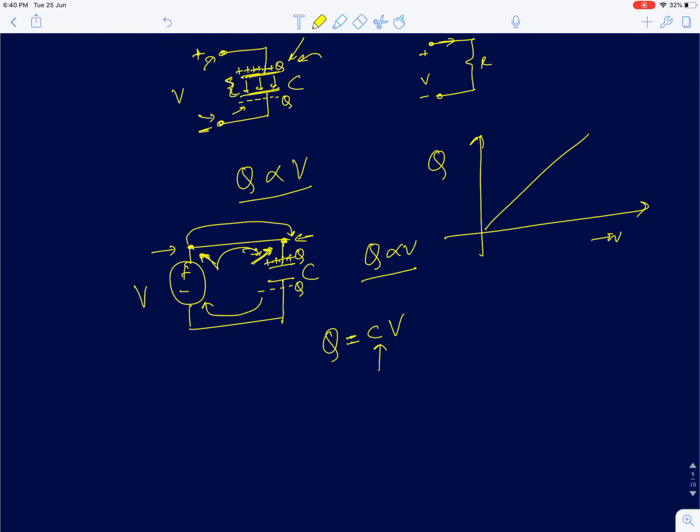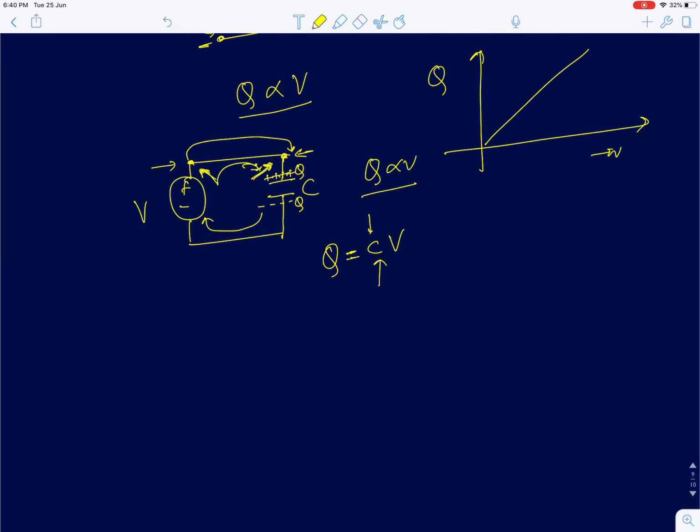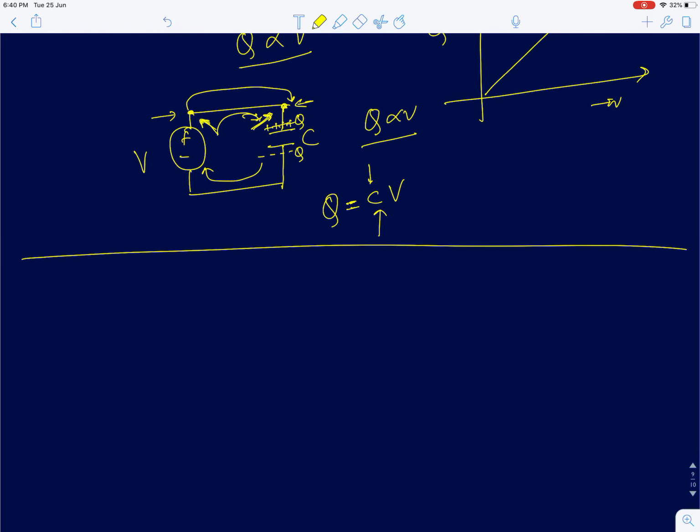For a linear capacitor, your C is independent of V. The capacitance is constant and independent of voltage. For a nonlinear capacitance, it will also be a function of the voltage applied across it. Now we will analyze a little bit about series and parallel capacitors.